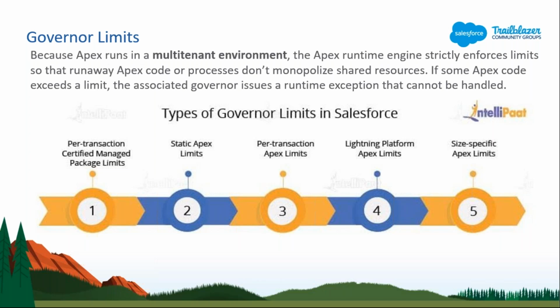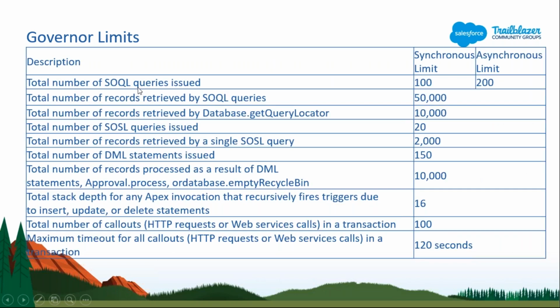So all the governor limits we should keep in mind whenever we are writing code, or whenever we are performing operations with the data. So these are some types of governor limits. There is no specific type, but per-transaction and static Apex limits. So there are Apex limits, and there are Lightning platform limits also. These are not segregated on the basis of type, but you can bifurcate those limits over these types. So yeah, these are some governor limits.